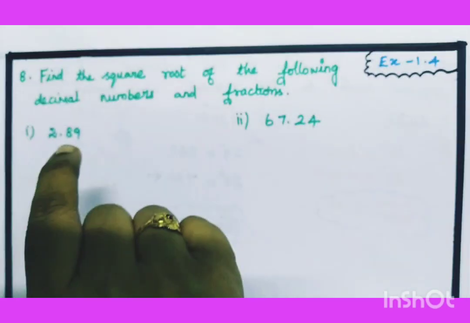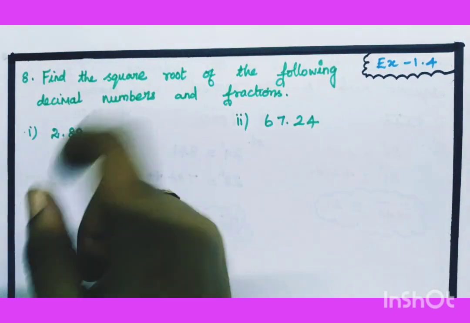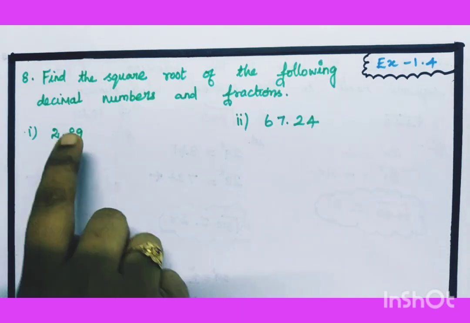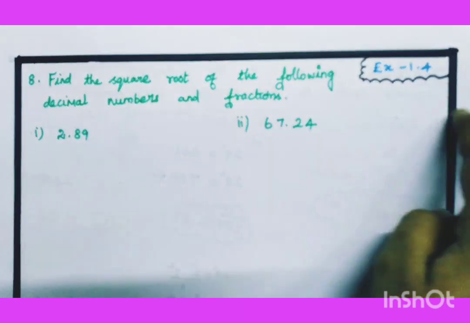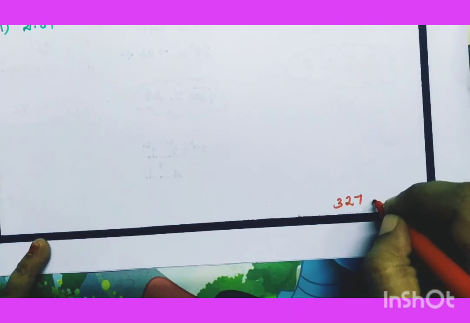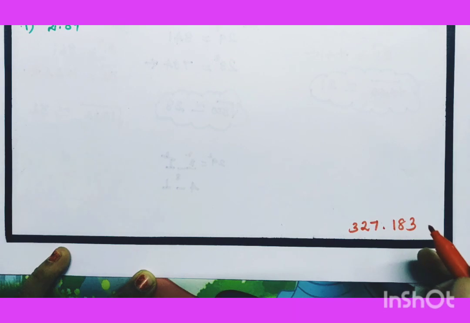If it is the integral part, meaning the whole numbers, we know how to do it. How will we do the decimal part? You have to start from the beginning. Understood? From the beginning you have to mark the pairs. For example, 327.183. If you are going to find the square root, how to make the bars? See, my children.